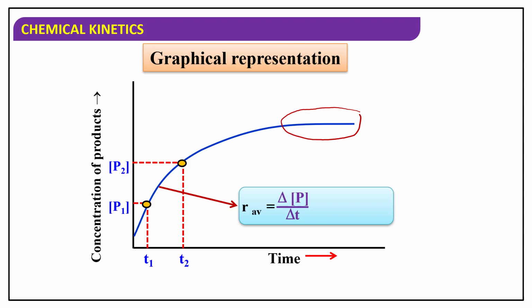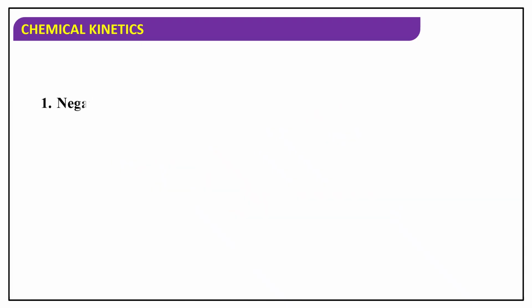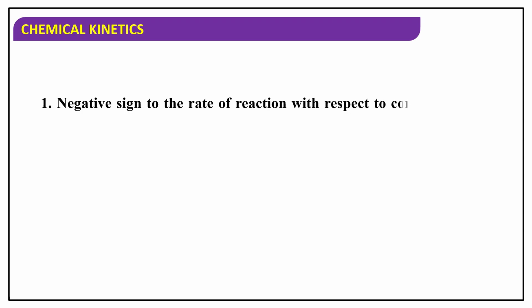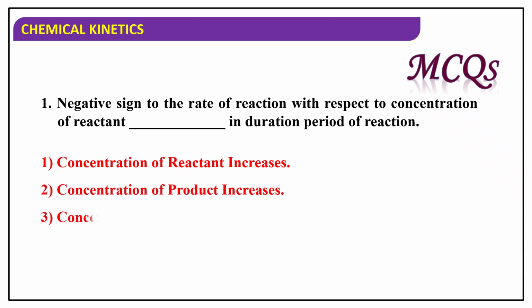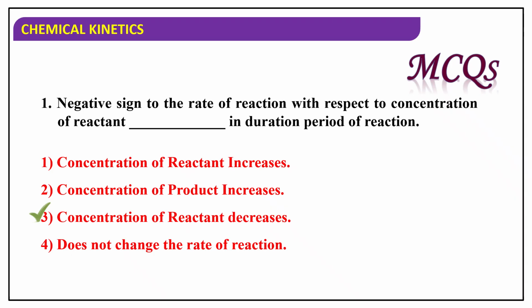Average rate means change in the concentration of product divided by change in time. So that will be equal to P2 minus P1 upon T2 minus T1. A negative sign is given to the rate of reaction with respect to the concentration of reactant, in the duration of time of the reaction. Concentration of reactant decreases and concentration of product increases. What will be our answer? The concentration of reactant decreases.